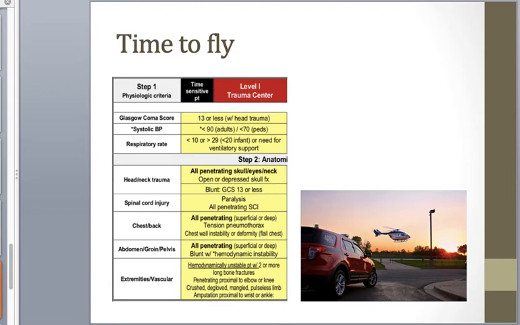These are the patients that are going to be flown without question. Obviously, they are time-sensitive patients. We want to get them to the most appropriate place as quickly and safely as possible. They'll be going to a level 1 trauma center. If they have a Glasgow of 13 or less with head trauma, a systolic blood pressure of under 90 for adults and under 70 for peds. I know it says 70, but don't forget that the low blood pressure limit for peds is 70 plus 2 times the age. So don't forget to take that into account.